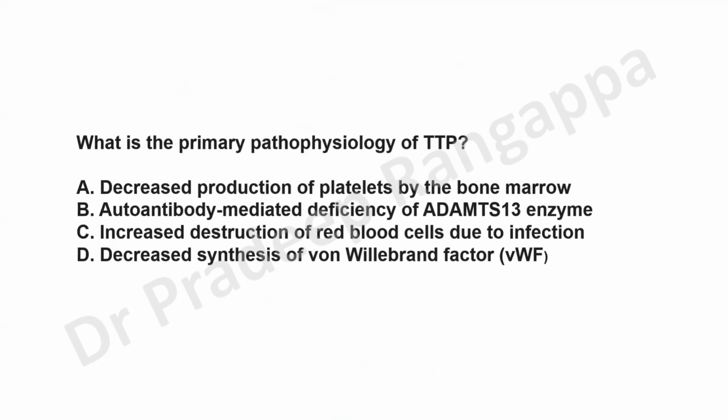To Dr. Shastri, who is sitting with me: what is the primary pathophysiology of TTP? Decreased production of platelets by the bone marrow, autoantibody mediated deficiency of ADAMTS13, increased destruction of red blood cells due to infection, or decreased synthesis of von Willebrand factor. Shastri has got it right. Fantastic. B is the right answer.